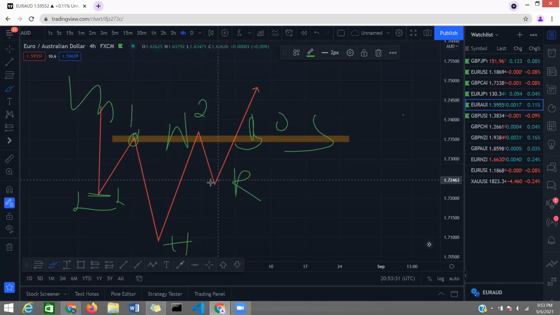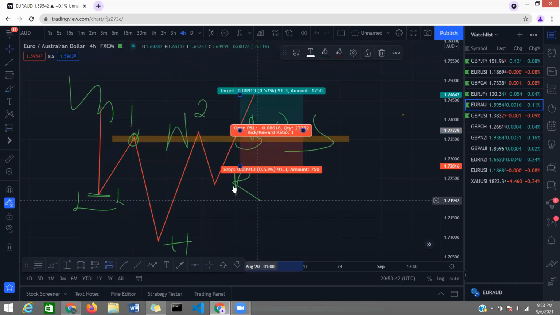So it leaves this level for a little bit, and then what happens after that? Boom, price rallies to the upside again, and then after that, price breaks structure. At the break of structure, there are two ways to take it. Of course, the risky method.